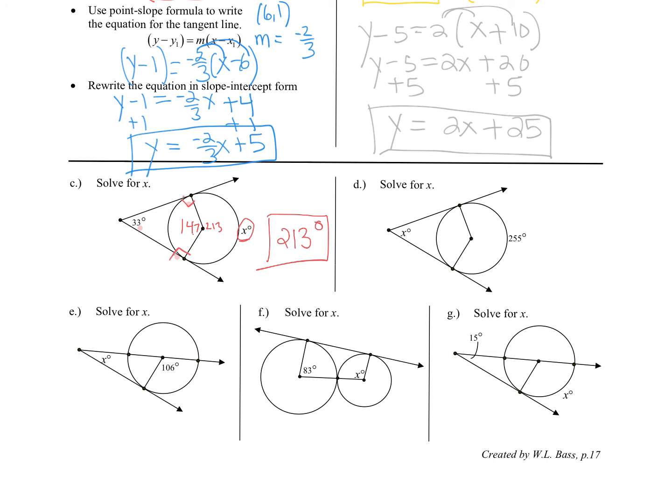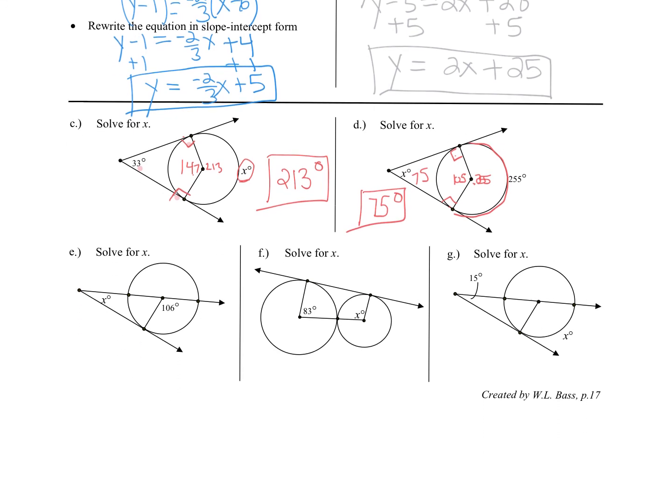All right, if we are looking at letter D, if this is 255, that means that this is 255. And I know the whole thing is 360, so this must be 105. And these are both 90. If I take 360 and subtract out 90 and subtract out 90 and subtract 105, then I will be left with 75. So x is 75 degrees. All right, we've got 3 more.